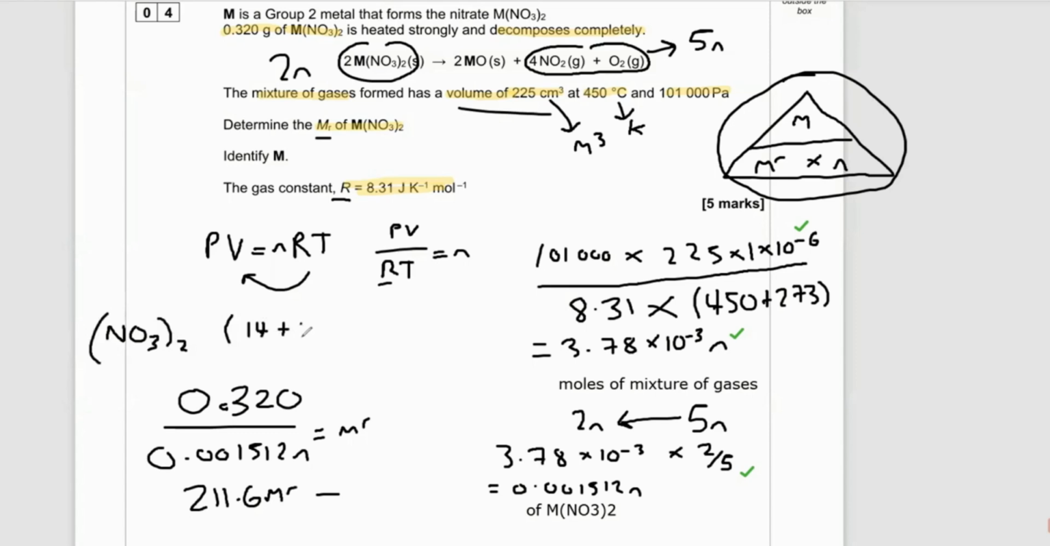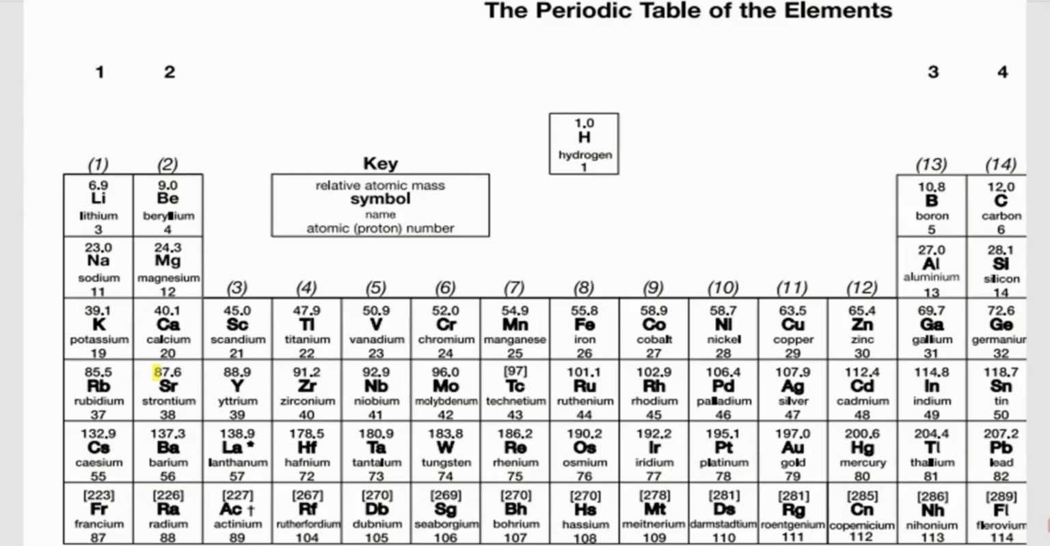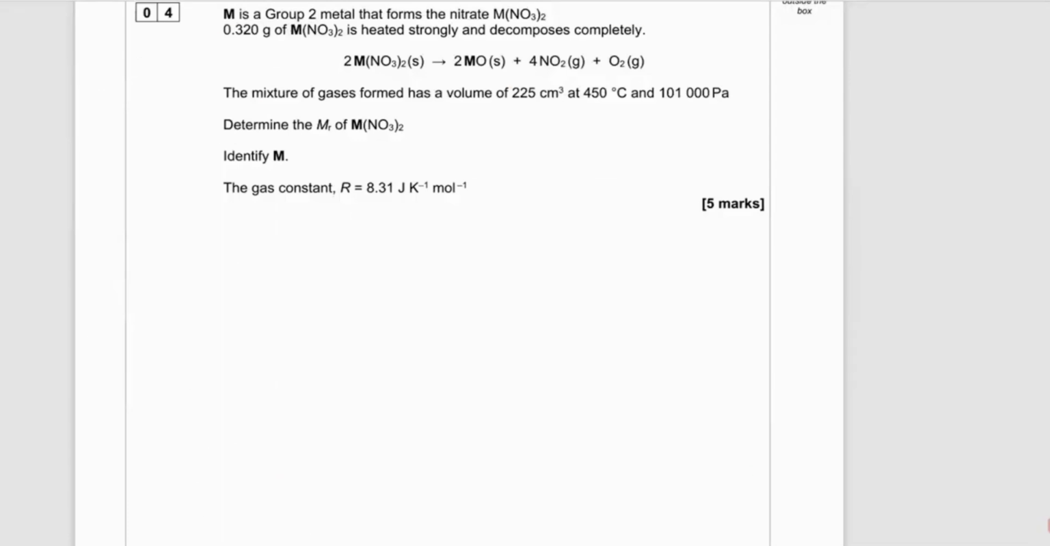211.6 is the Mr. So if we want to find M, we need to subtract NO3 twice, which is 14 plus 48, times 2. We need to subtract that, which is total 124, from the 211.6, which is the full formula's Mr. And if we do that, we'll find out the Mr of the metal M. And then we just need to look it up in the periodic table and identify the metal. With an Mr of 87.6, if we look in group 2 of the periodic table, you'll find strontium is your unidentified metal. So there we go.